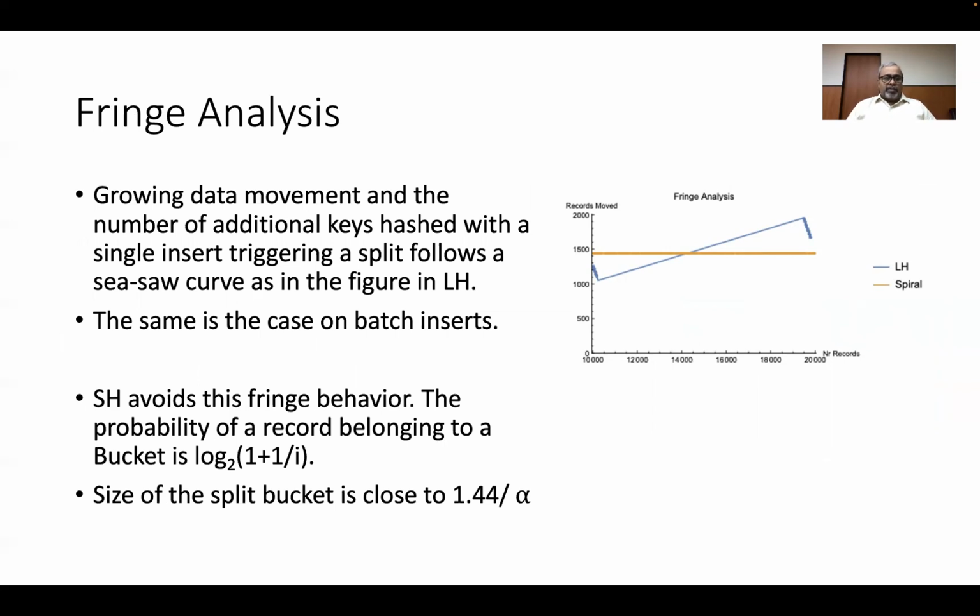Spiral hashing avoids this fringe behavior. The probability of a record belonging to a bucket is log base (1 + 1/i). The size of the split bucket is close to 1.44 over alpha.